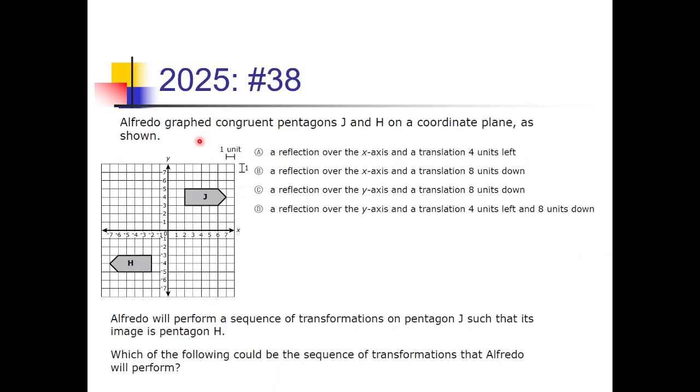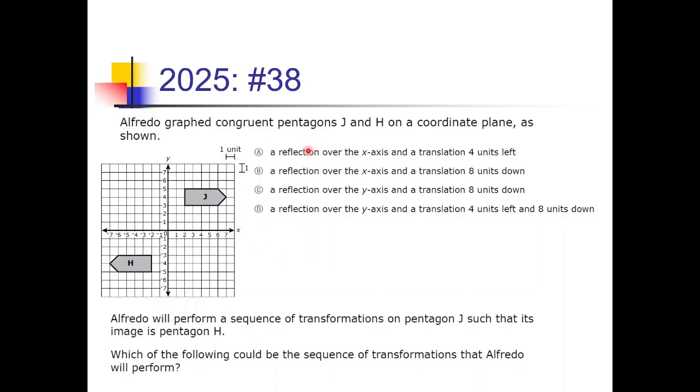For this one, Alfredo graphed congruent pentagons J and H on the coordinate plane. And we want to know, if he performed a sequence of transformations on pentagon J to get pentagon H, what were those transformations? What could they have been? Because there's an infinite number of possibilities, but only one of these options is going to work. So what I'm going to do is go through and actually perform each of these and see which one gives me image H.